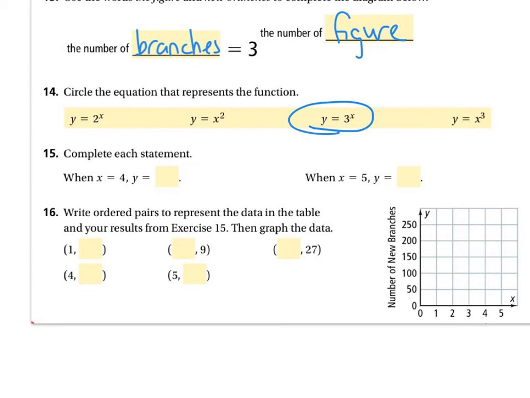So when x is 4, y is going to equal 81. When x is 5, y is going to equal 243. And you can put that in the table above. So we should go ahead and fill in the ordered pairs we know, and graph them on the chart to the right, and draw our line. As you can see, it's a function, but it's a nonlinear function.